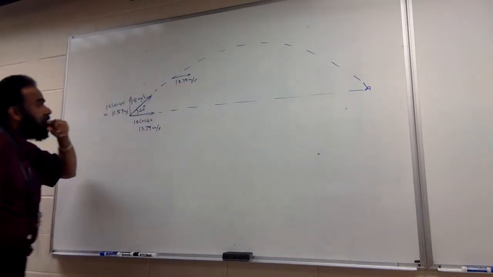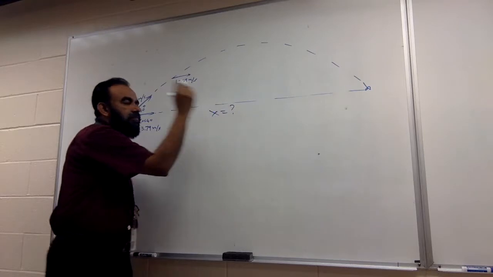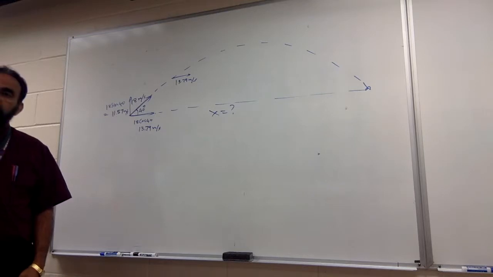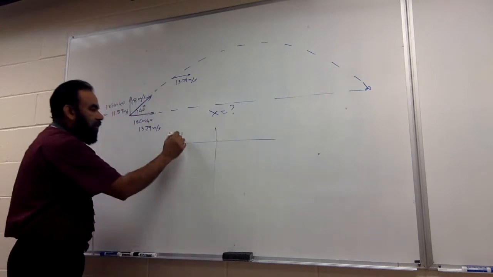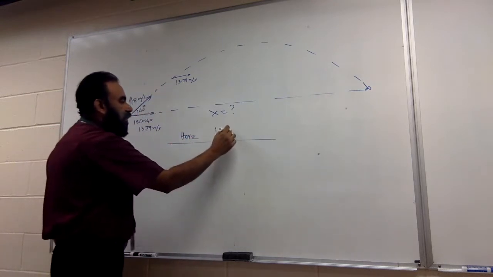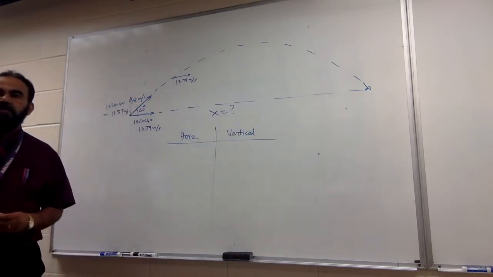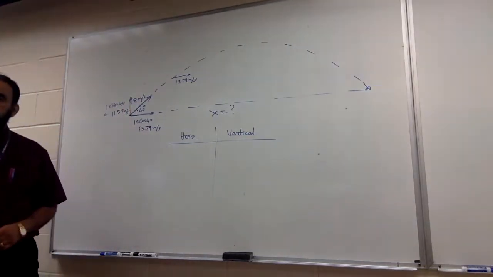Well, the question is, how far will it land? How far should the receiver be in order to catch it? So what do you do? Now split it up into horizontal and vertical motion.